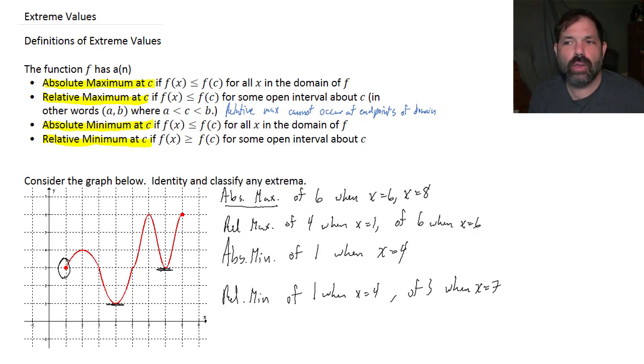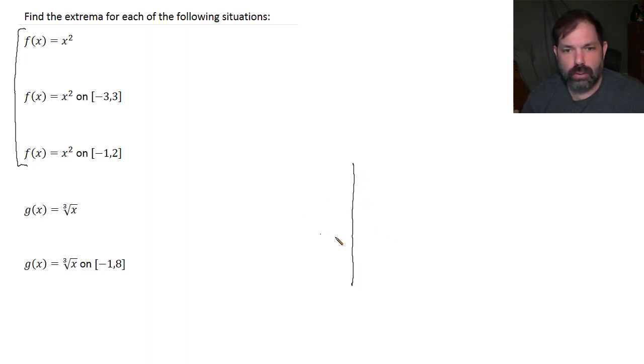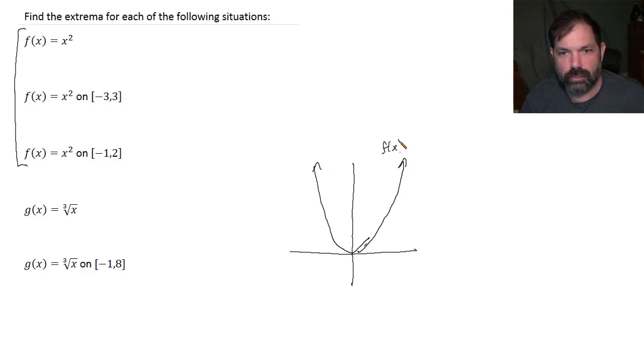So now let's look at a few other situations and try to determine any extrema. All right, so the first 3 are all based on the graph of the function x squared. If we recall the graph of x squared, it looks roughly like this. Poorly drawn. It looks something like that, right? It's that parabola opening up. So there's the function x squared.